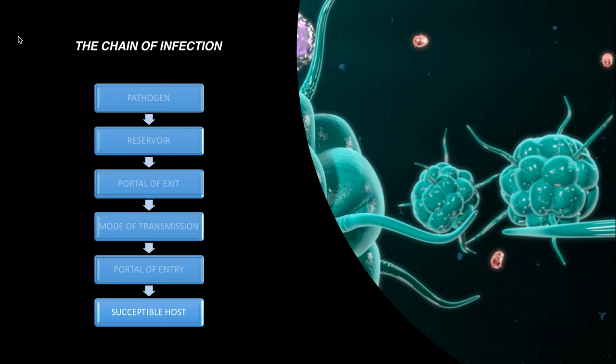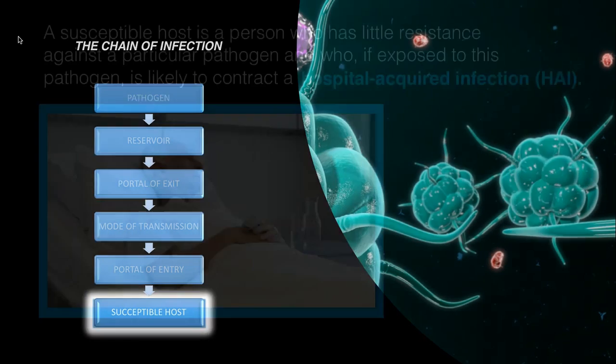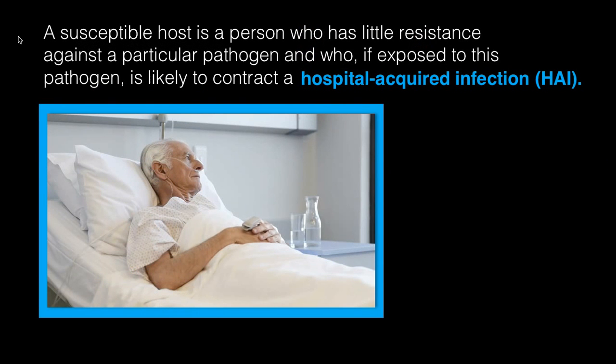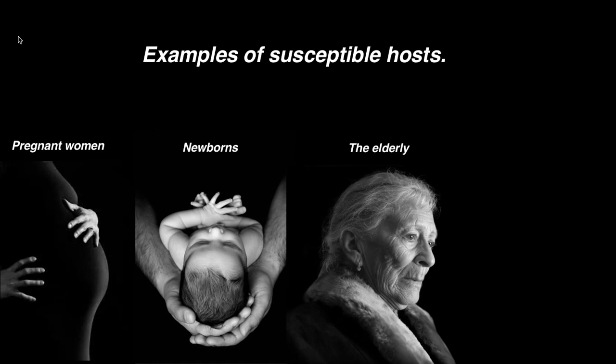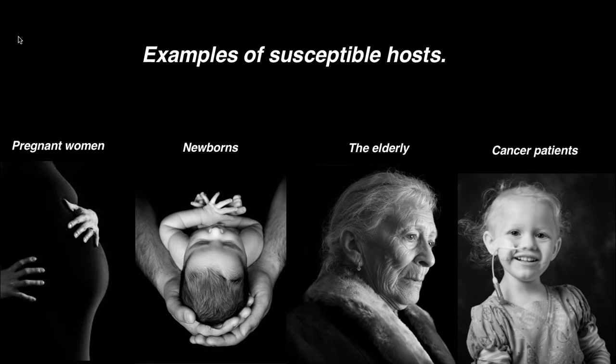Next, in the chain of infection, we have susceptible host. A susceptible host is a person who has little resistance against a particular pathogen and who, if exposed to this pathogen, is likely to contract a hospital-acquired infection. Examples of susceptible hosts include pregnant women, newborns, the elderly, and cancer patients.